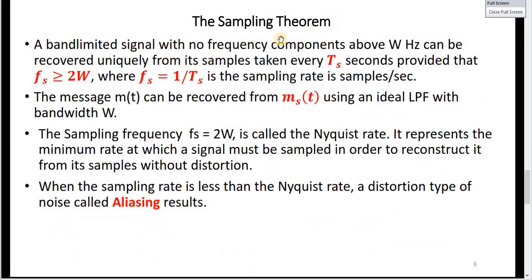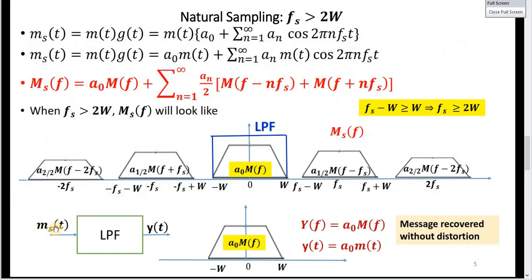We repeat the same result: a band limited signal with no frequency components above W Hertz can be recovered uniquely from its samples taken every Ts seconds, provided that fs is greater than or equal to 2W, where fs equals 1 over Ts is the sampling rate in samples per second. The message m(t) can be recovered from ms(t) using an ideal low-pass filter with bandwidth W. So this is ms(t), this is the low-pass filter, and this is the output y(t).